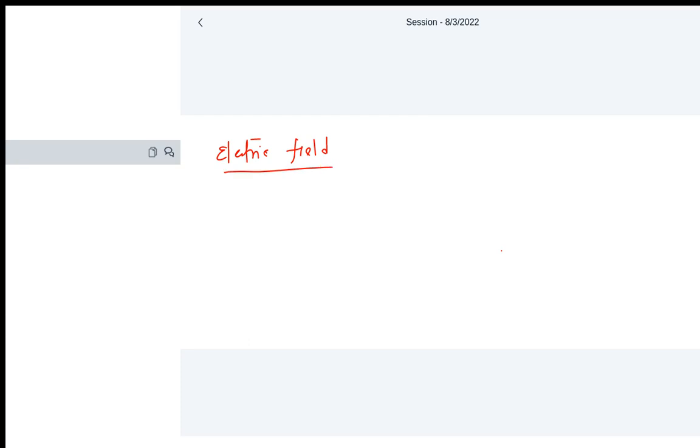So consider some point charges present here. Let us consider some point charges present here. So this is Q1, this is Q2, and this is Qn, and so on. These are all basically source charges, and this is the test charge. All the source charges are stationary, and the test charge may be moving.